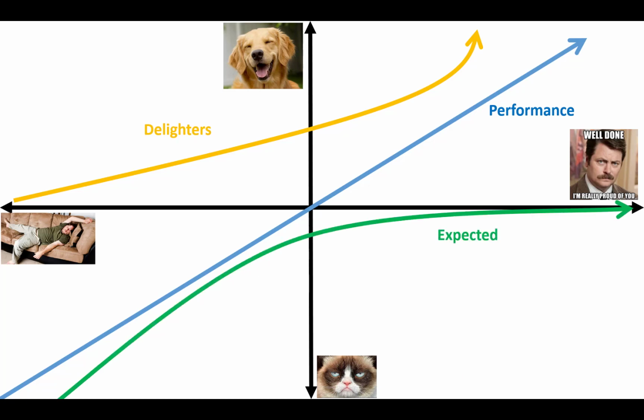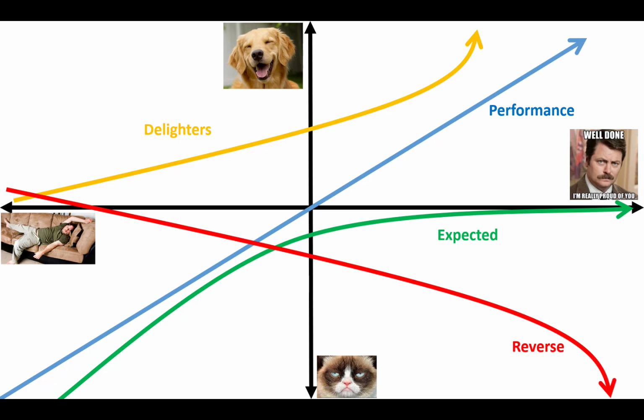The next one is expected. These are the things that we just expect to be there. We don't have to ask for them. We are disappointed if they're not there. If our expectations are not met, we simply will not purchase that. And then the reverse qualities. Reverse qualities are things where the better we do, the less satisfied the customer is with our product.